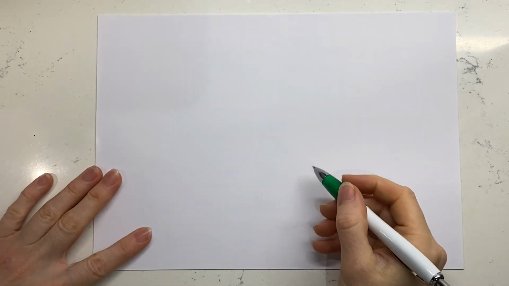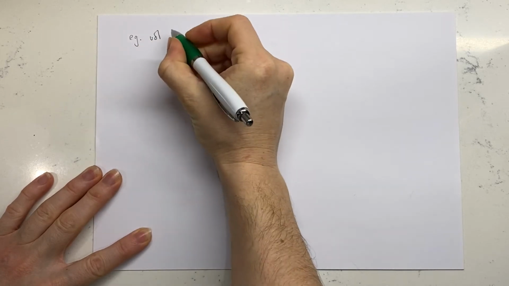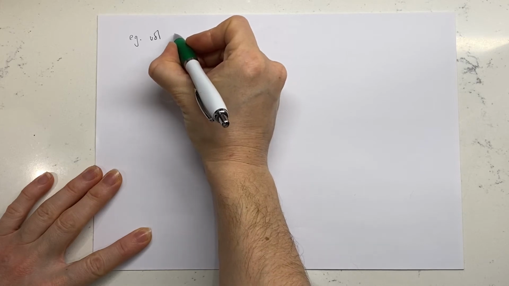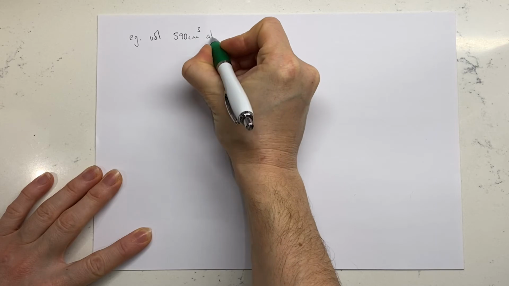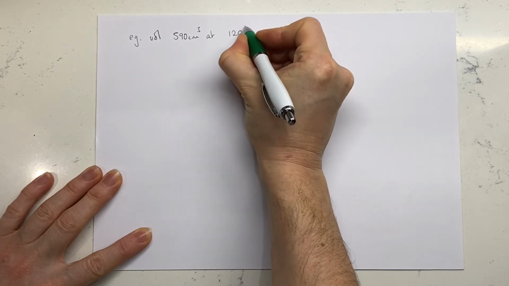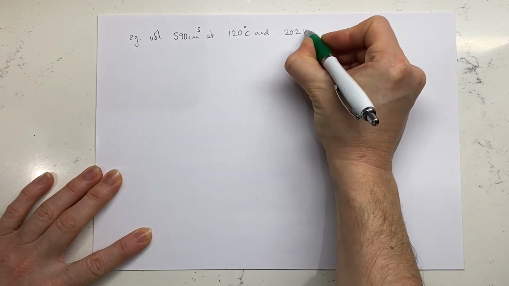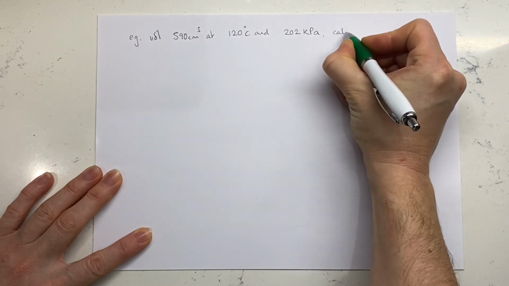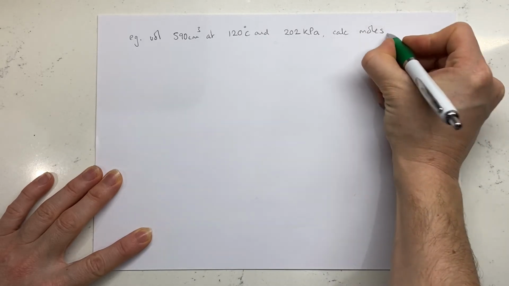So, for example, we might have a question where we're told that a sample of gas occupies a volume of 590 centimeters cubed at a temperature of 120 degrees C and 202 kilopascals. And we're asked to calculate how many moles of that gas we have.